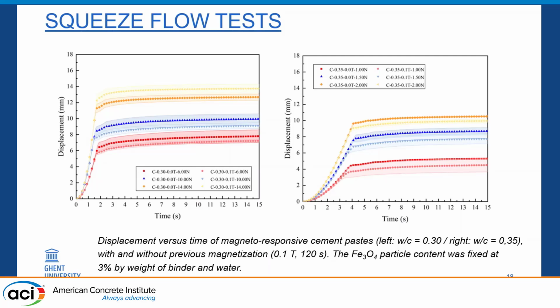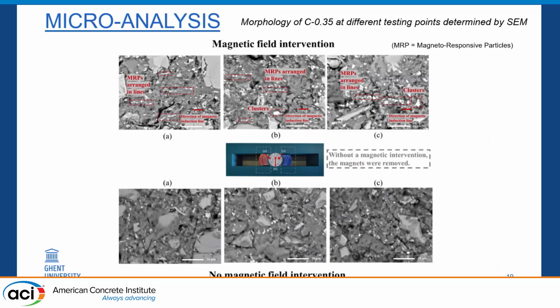I'm not going into detail, but what we see is we have different curves for squeeze flow tests with different load levels, 1 Newton, 1.5 Newton, 2 Newton. And then you see different curves. The top curve is the displacement when no magnetic field was applied, and the lower displacement is the result for the case where the magnetic field has been applied. So we see the effect of the magnetic field also on the deformation of the layers.